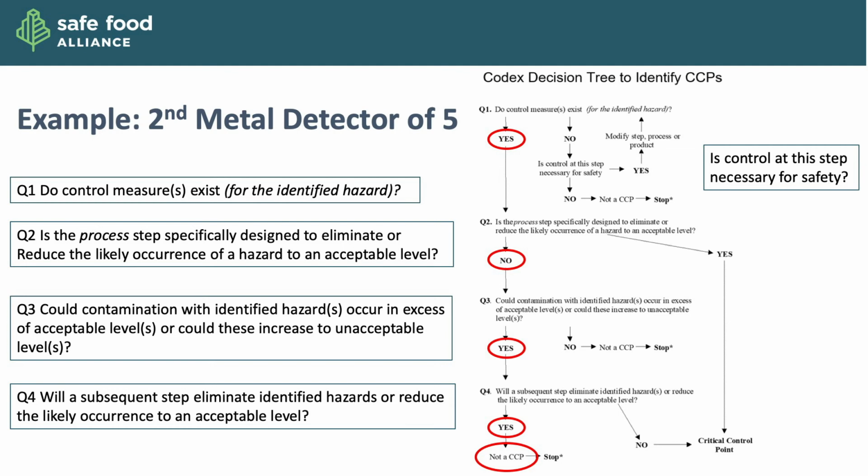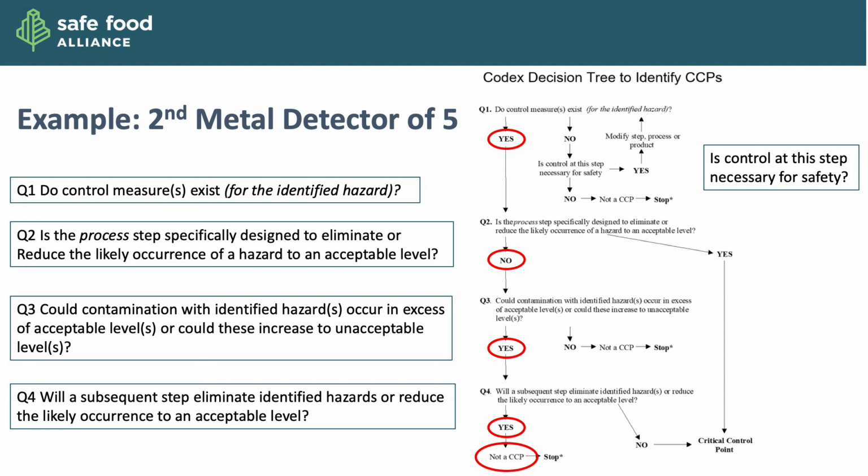Now, this takes us to our 4th and final question, and this is going to be the deciding factor: will a subsequent step eliminate identified hazards or reduce them to a safe level? Well, obviously here we kind of know this as part of our process. This is only the second metal detector out of 5, so therefore, yes, a subsequent step, which would be another metal detector, is going to eliminate or further control those hazards downstream. So you can see here the CCP decision tree has led us to an answer that this step, the second metal detector, is not a CCP, and we're done with the process at this point.